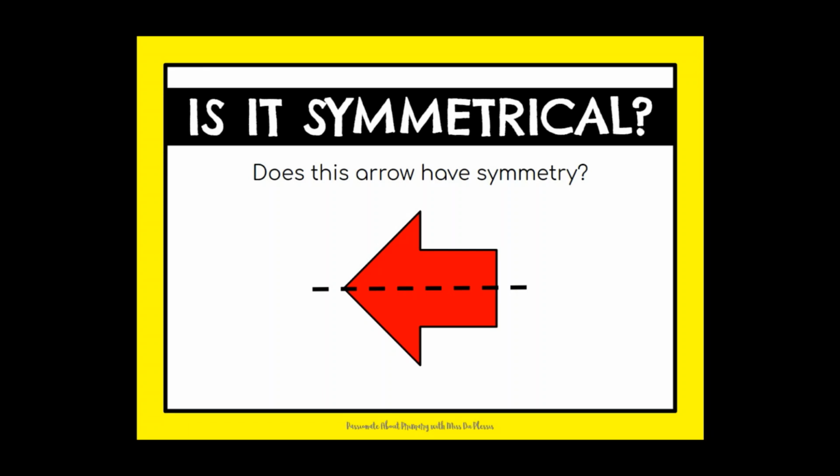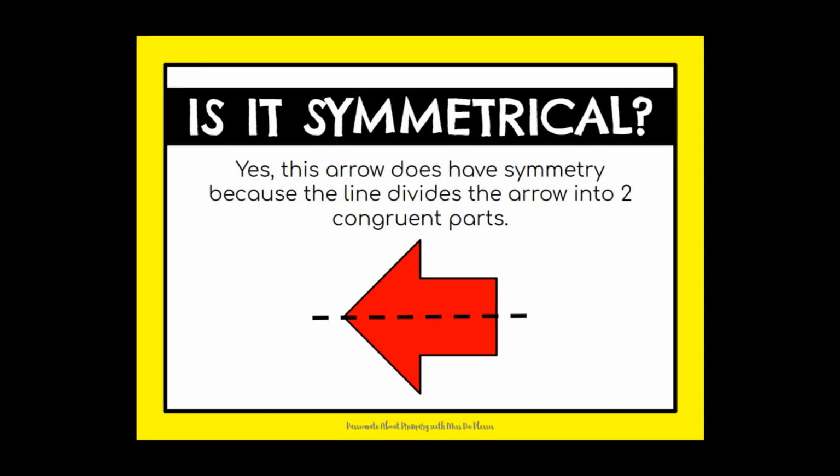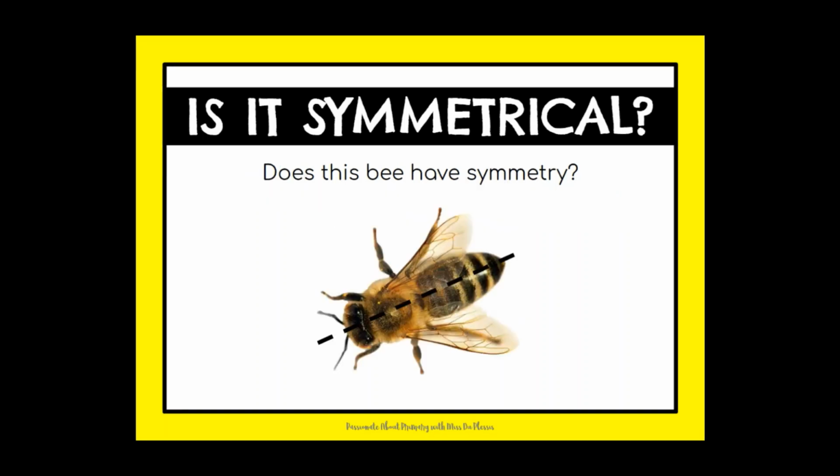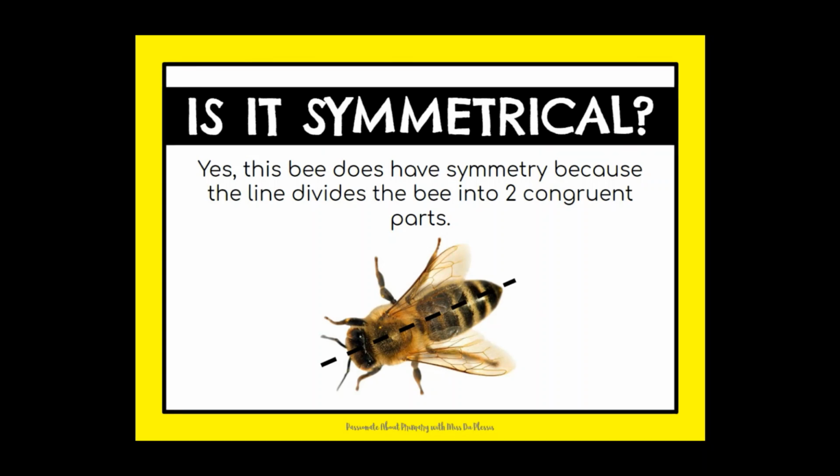Does this arrow have symmetry? Yes, this arrow does have symmetry because the line divides the arrow into two congruent parts. The part above the line is exactly the same as the part below the line. Does this bee have symmetry? Yes, this bee does have symmetry because the line divides the bee into two congruent parts.